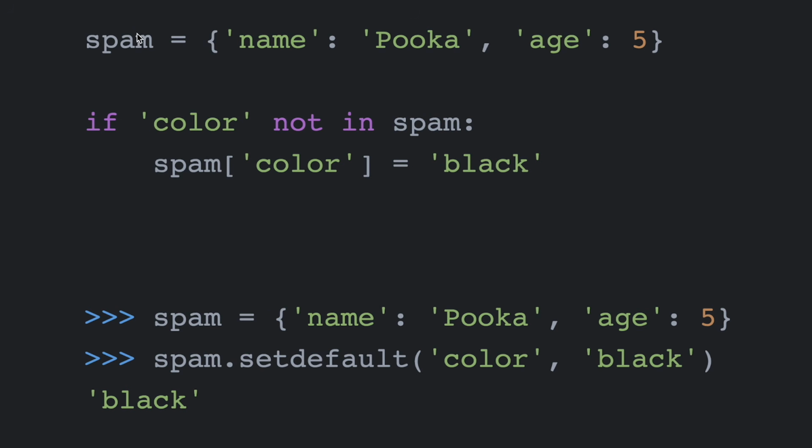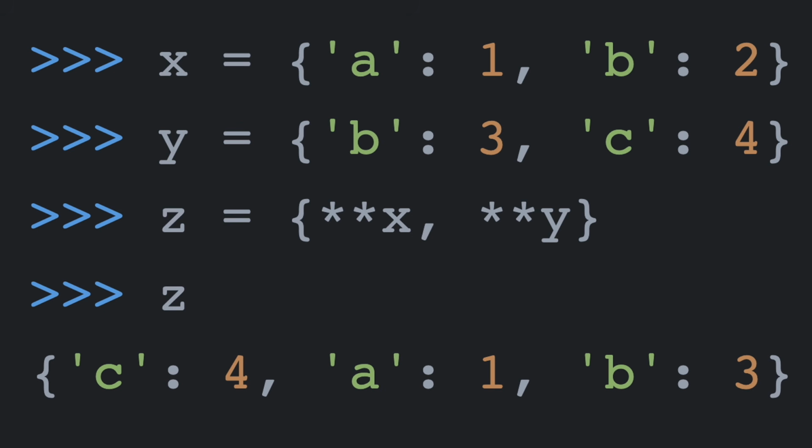If we look up at this top section, first we're checking if color is not already in the dictionary, and if so, we'll set it to black. Well, there's an easier way to do it, which is with setdefault. So if you do spam.setdefault, color black, it will only add the color as black if color is not already in the dictionary.